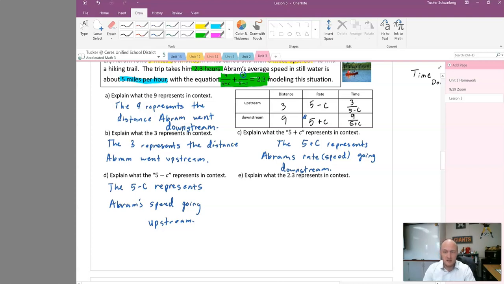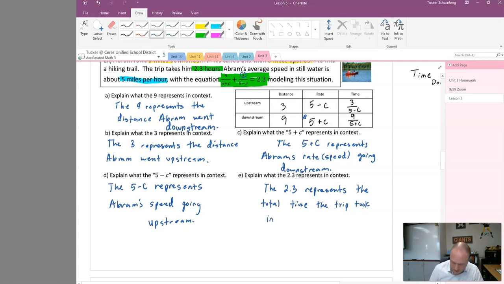And then E, lastly, says explain what the 2.3 represents in context. Well, that was the total amount of time in the trip. We highlighted that in our initial reading. So we can say the 2.3 represents the total time the trip took in hours. We could include the units.